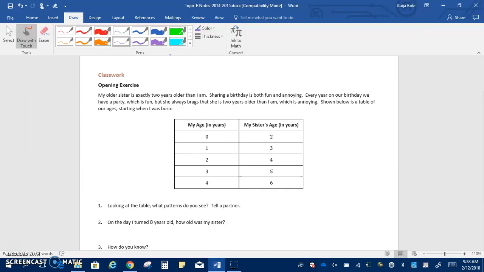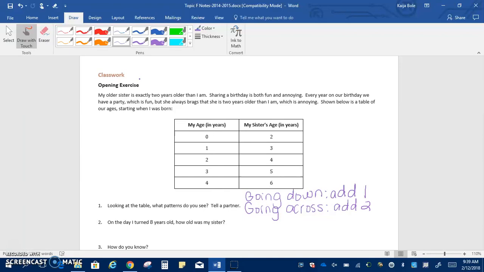So we're looking here, when the girl that wrote this was 0, her sister was 2. So that means when she was 1, her sister was 3. Number 1 says, looking at the table, what patterns do you see? If we look first just going down, we see that they are just adding 1 for both sides. Going across is going to be a different pattern. If you look across, they're adding 2 each time.